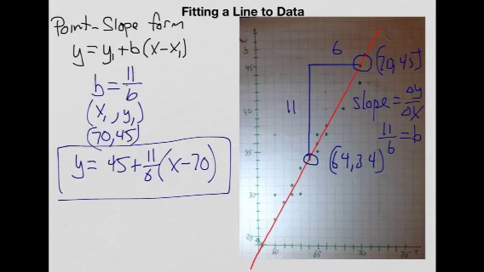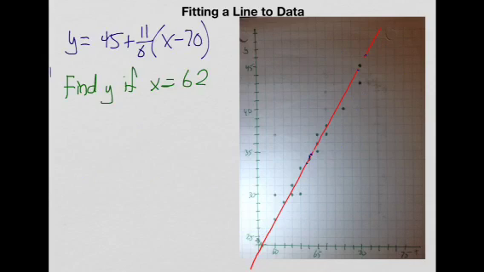This is a line. This is the equation of this line. That will represent the data. That's the equation we're going to work with as we do our interpolation and our extrapolation. Using our equation, first thing I'm going to do is find y if x equals 62. So I have the x. I'll just plug that into my equation. I get y equals 45 plus 11/6 times 62 minus 70.